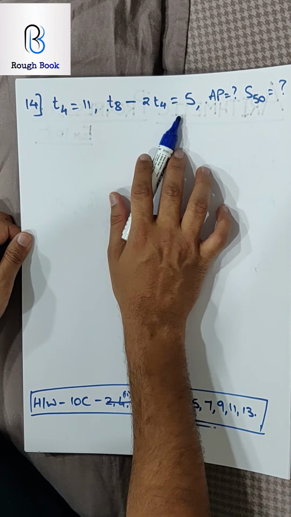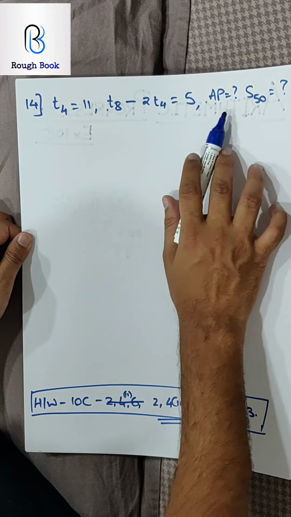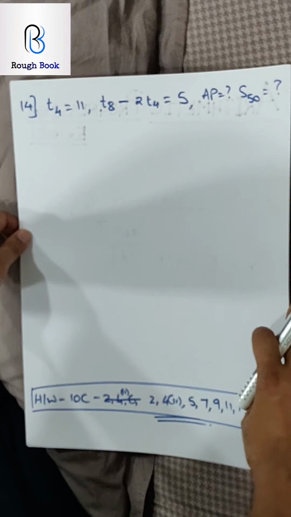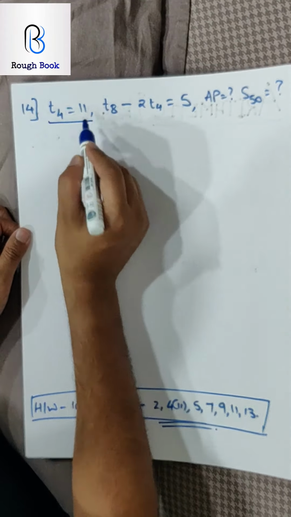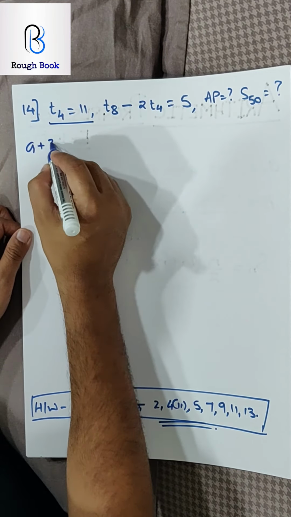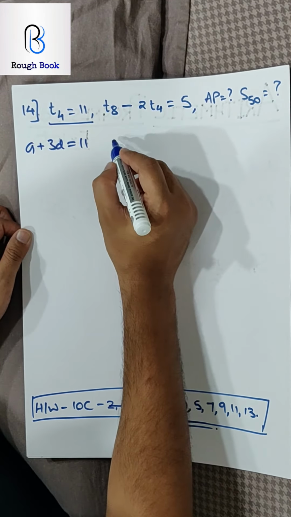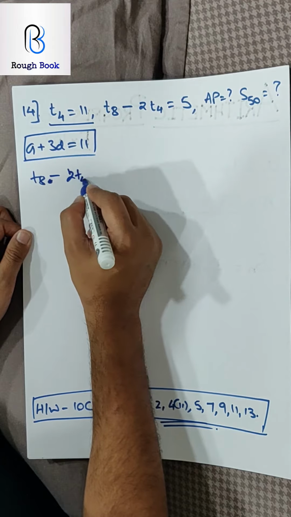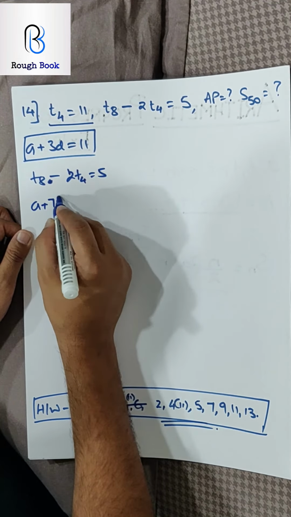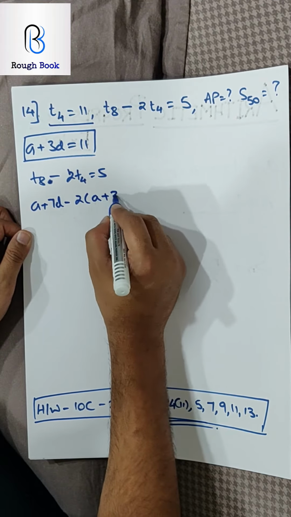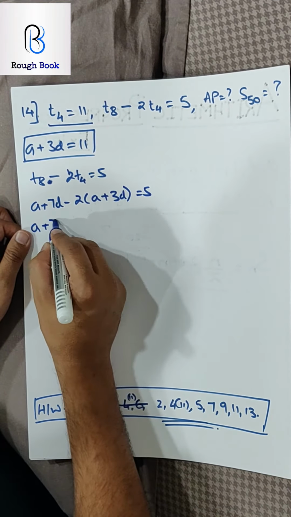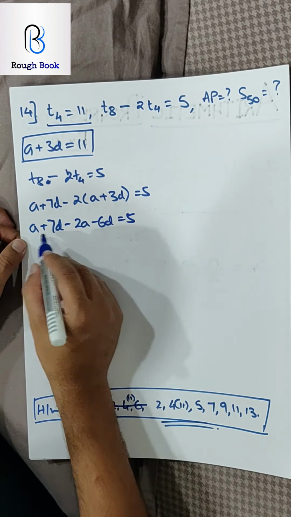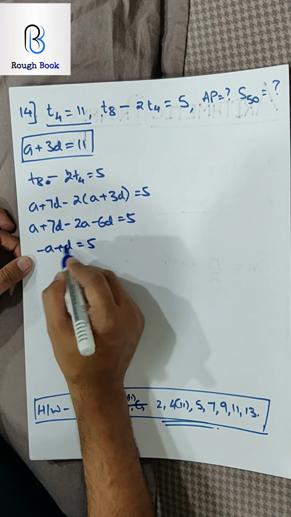So first, using these two, you will apply simultaneous, get A and D, then get the AP, and then find S50. So lots of work to be done in this sum. Come on everyone, go ahead, shoot. So the first part, A plus 3D, 11. Second part, this becomes my first equation. T8 minus 2 times T4, 5. So this will be A plus 7D minus twice A plus 3D equals 5. So A plus 7D minus 2A minus 6D, 5. So I get minus A plus D equals 5.